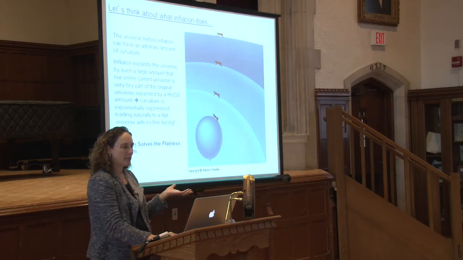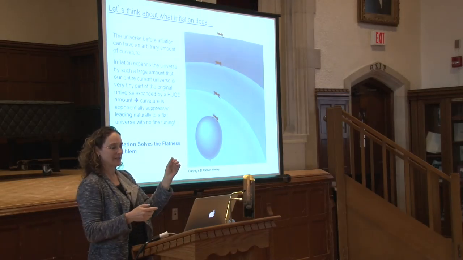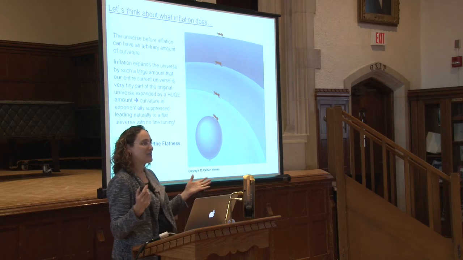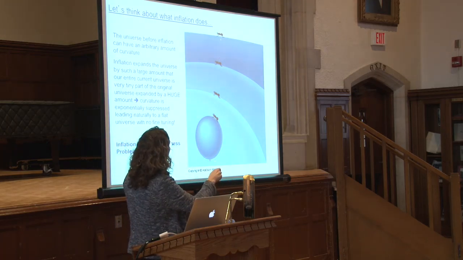And the flatness problem goes away also, because the idea is you're no longer taking a normal expansion history and saying a little bit of flatness is magnified. You're saying, no, what you're looking at is just such a tiny, tiny piece of the whole universe that any initial condition is okay, because it doesn't matter what the curvature is.